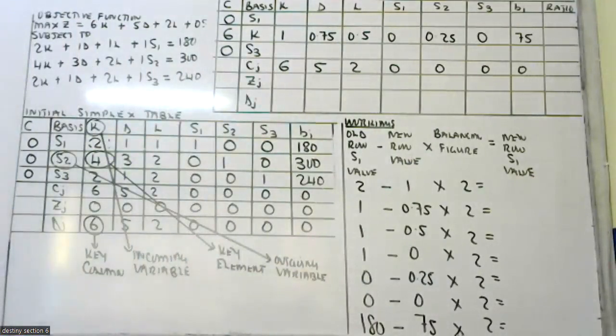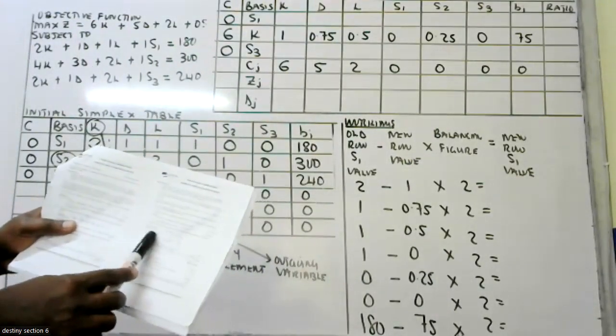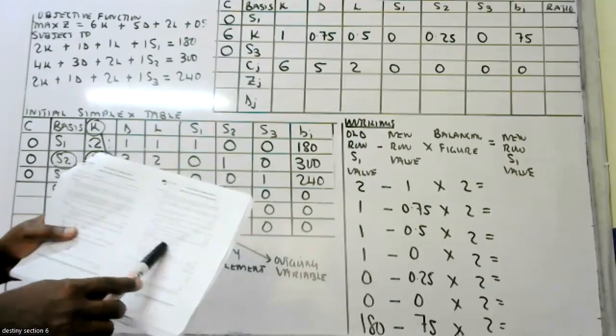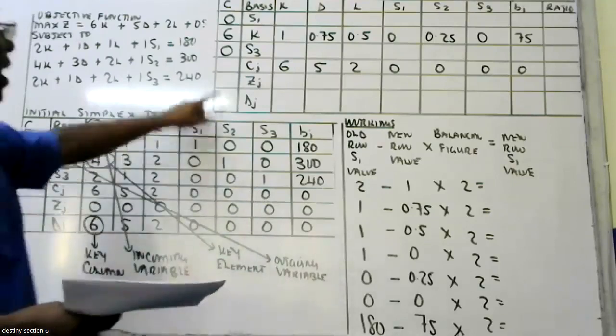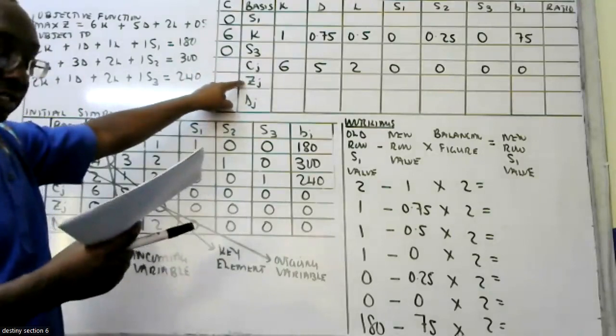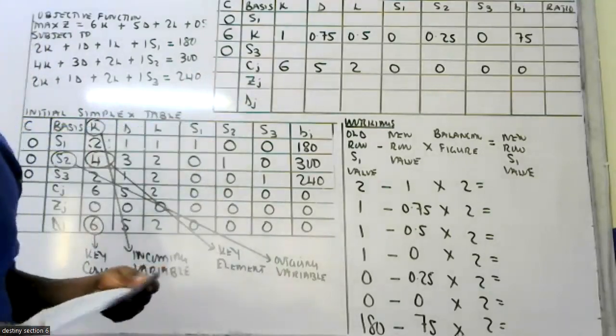And when you have finished, your answers will be the table that is here. This table that is here is what you have. It's only that this table they have not put CJ and DJ, they have only put ZJ, Z to represent DJ.